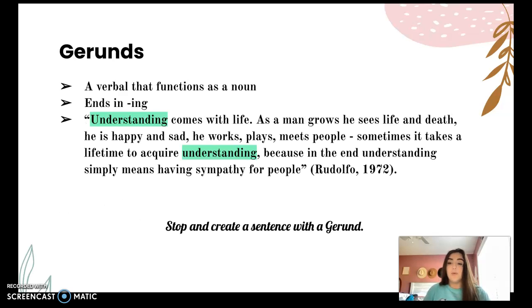So, the first verbal is a gerund. A gerund is a verbal that functions as a noun. I want you guys to remember this: gerunds always end in -ing. So, if you see a word in a sentence and it ends in -ing, you can automatically think in your head it's either a gerund or a participle. We'll talk about participles in the next slide, but for right now, a gerund always ends in -ing.